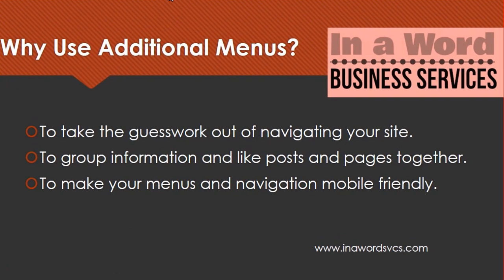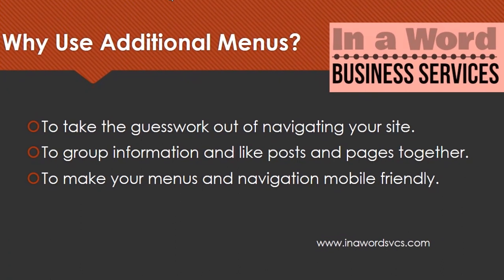The other thing that you want to think about is, what is your goal for using additional menus? You may want to take the guesswork out of navigating your site. For example, if someone is using a mobile device, or maybe a tablet or a smaller format device, you might want to set up menus that will allow them to get to the information that you want to feature. This is another way that you can feature content on your site and make it crystal clear and easy for readers to find the information they're looking for. You can group information together. You can actually have a menu that places posts and pages together. So you have to think about how you want to organize your site and how you can make it easy for readers, once they land on your site, to find the information they're looking for.